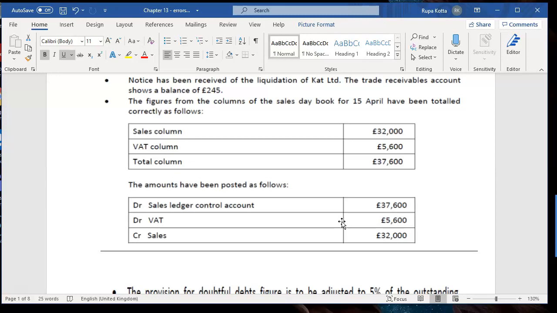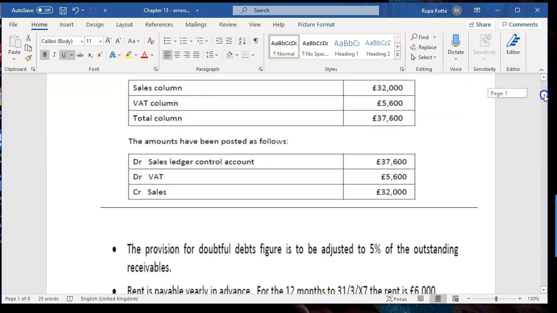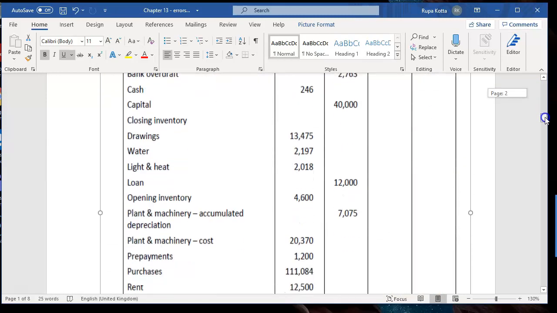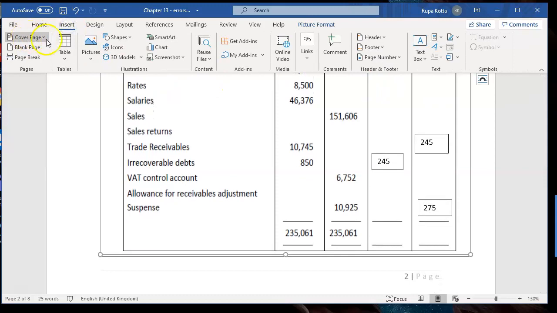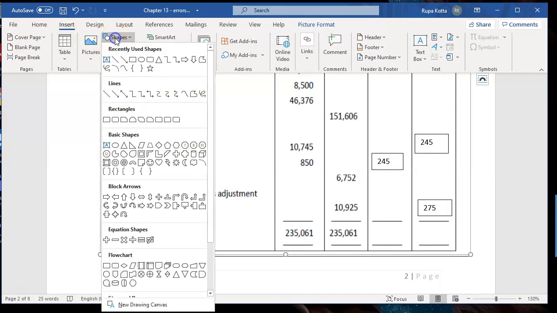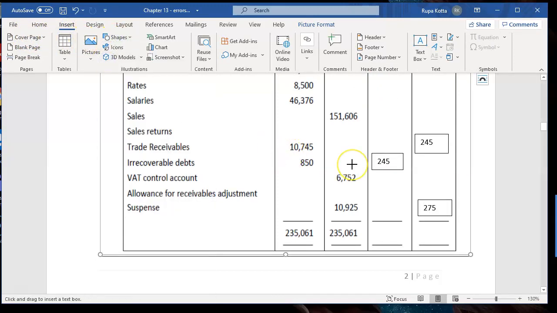So double the amount of 5,600 is going to be 11,200. So VAT account will be credited with 11,200. And because you only made the mistake in the VAT account and in nothing else, the suspense account will be debited by 11,200. So VAT account is credited by 11,200 and suspense account will be debited by 11,200.